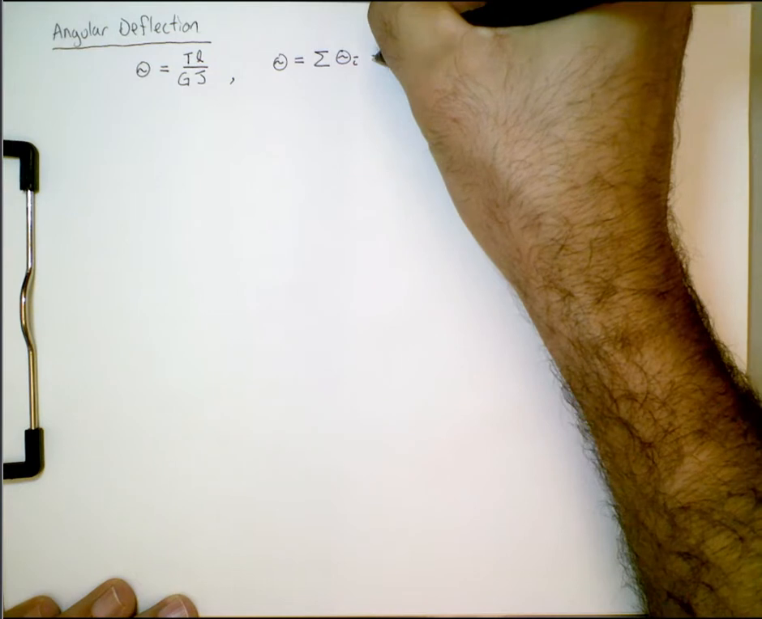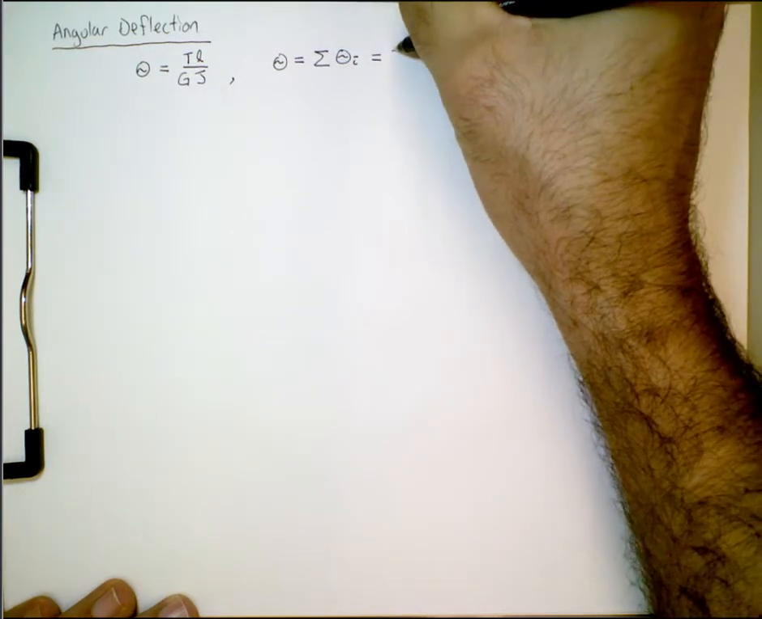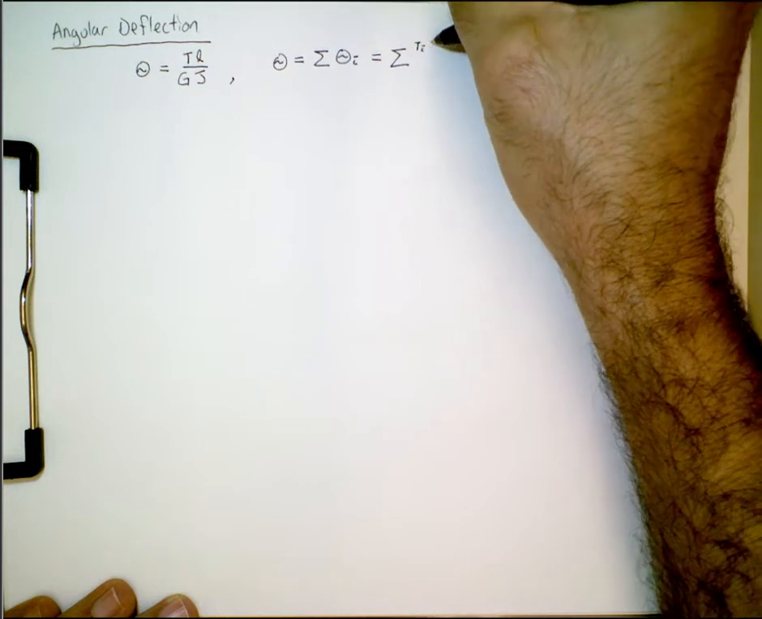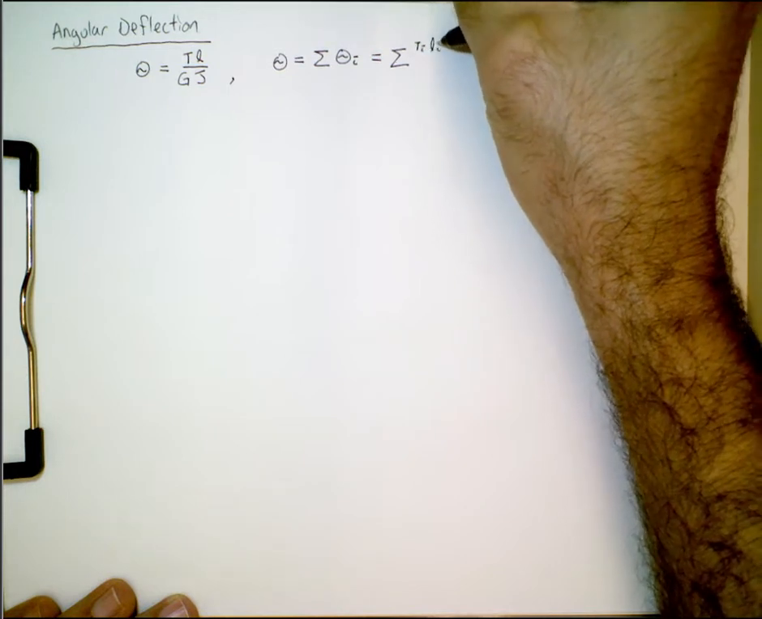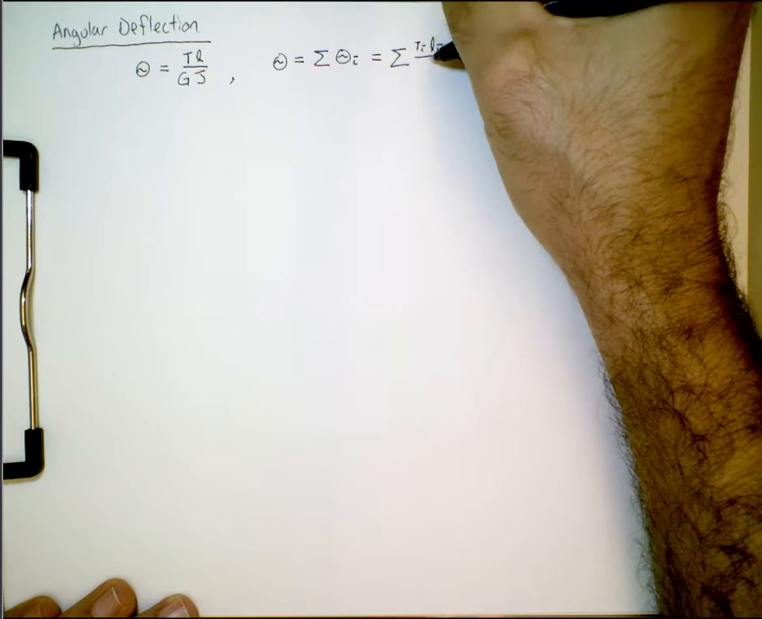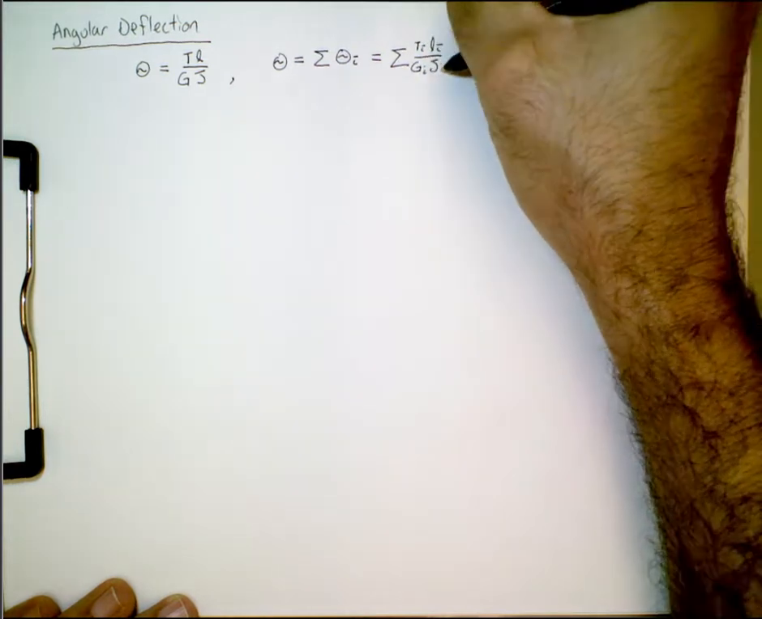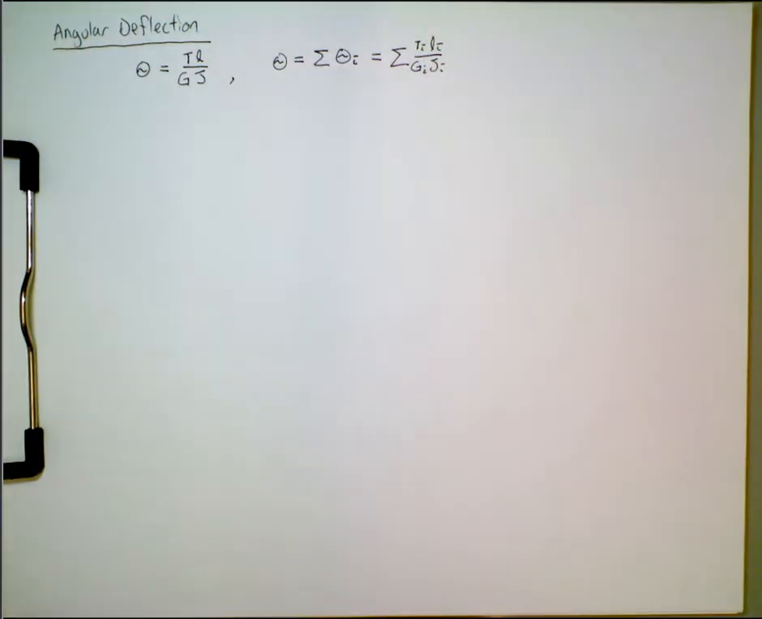So we can apply this formula, and so for each segment I, we have the torque at I times the length of segment I divided by the shear modulus at I and the polar area moment of inertia at I. So some of these things are typically constant.